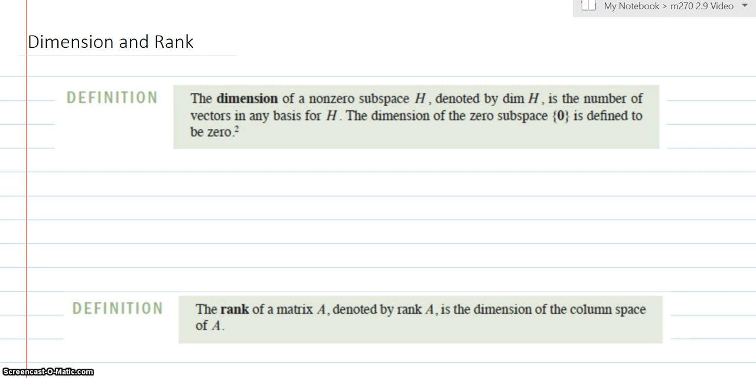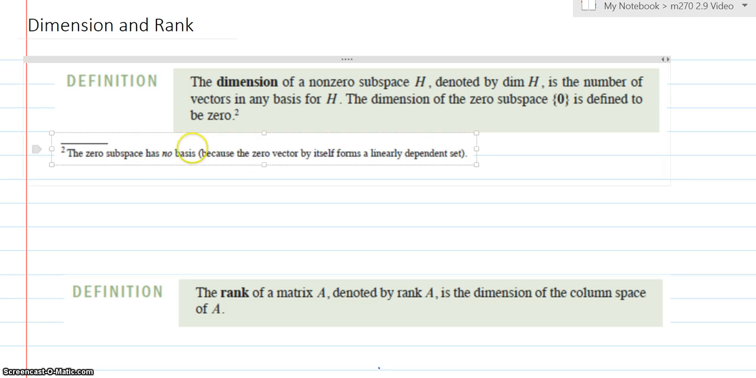So here's the definitions. The first definition is on dimension. The dimension of a non-zero subspace H, which they denote as dim H, is the number of vectors in any basis for H. And they go on to say the dimension of the zero subspace {0} is defined to be 0. There's a little note at the bottom that says the zero subspace has no basis because the zero vector by itself forms a linear dependence.